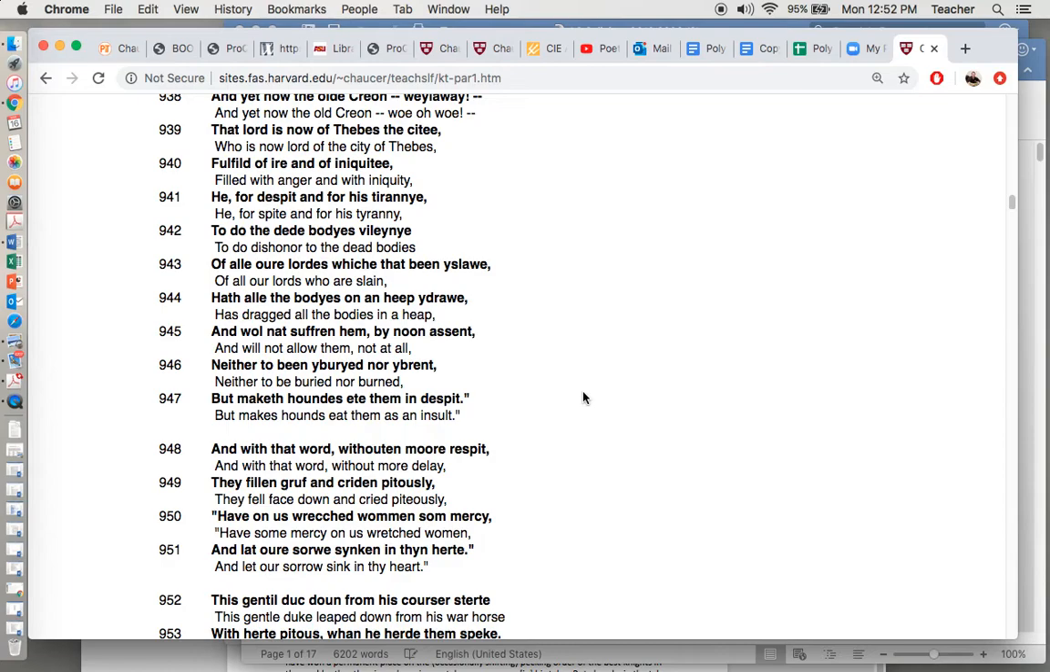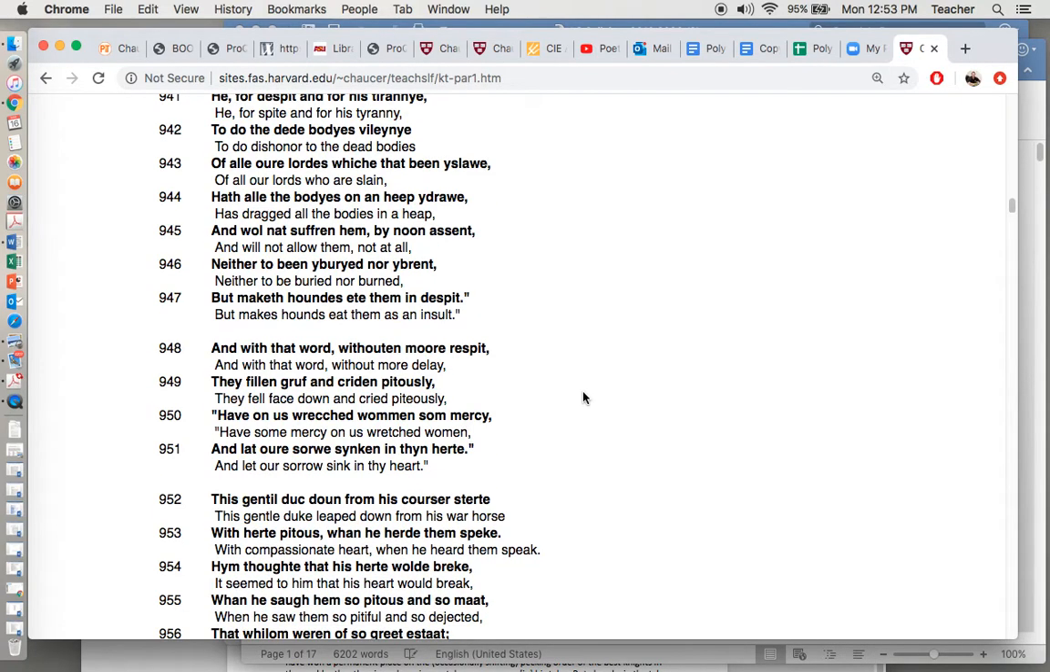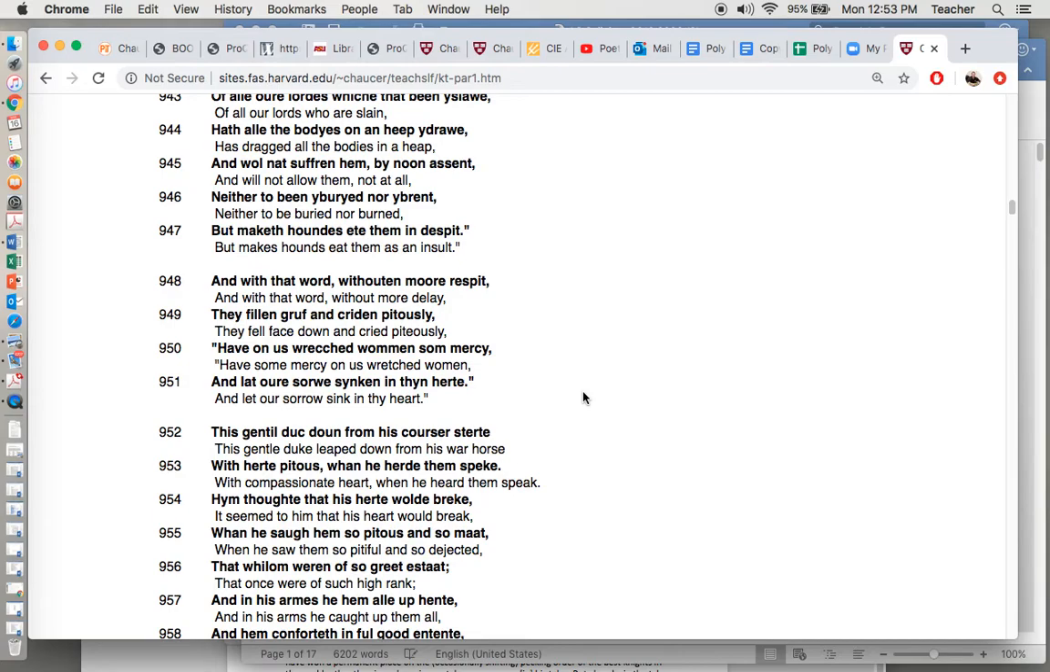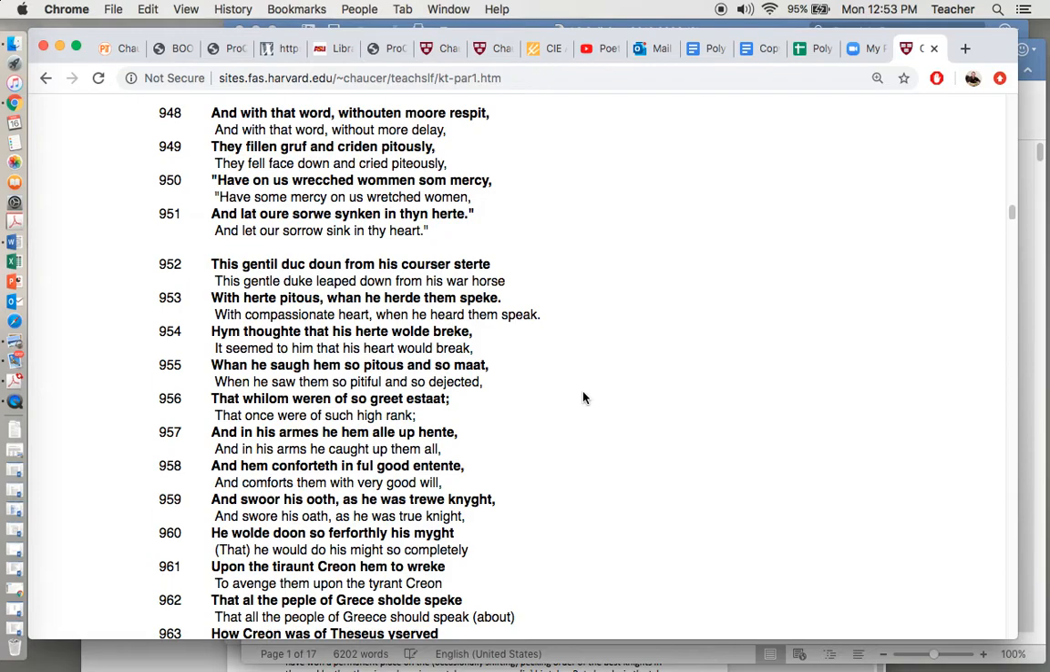945. And will not suffer them by no assent, neither to be buried nor y-brent, but maketh hounds them eat in despite. So they can't be buried, they can't be burned. We're not saying the prayers, we're not giving them any funeral rites. Dogs are eating them. This is a really big insult. And again, this would mess with the afterlife, kind of like Grendel killing people in their sleep would mess with the afterlife if the heroes in Beowulf are still pagans, following in what we know of Norse mythology.